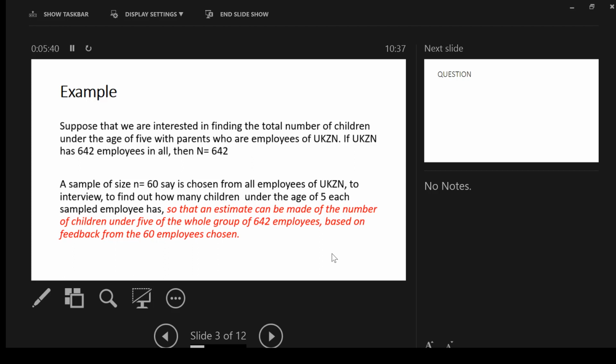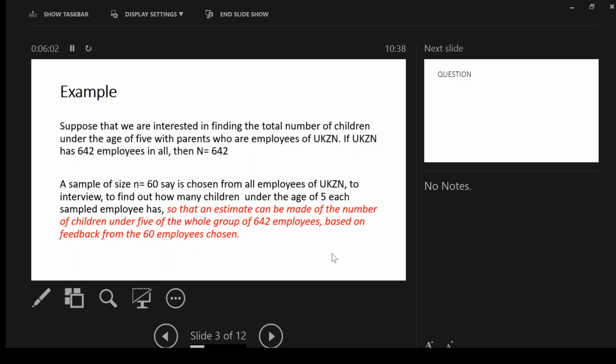And so that will be how many people are in the sample, and for each of them we want to know in the sample how many children do you have under the age of 5. So to put it in perspective of what I said earlier on, there's 642 people. You don't speak to all of them. You only speak to 60, and you say how many children do you have that are under the age of 5.